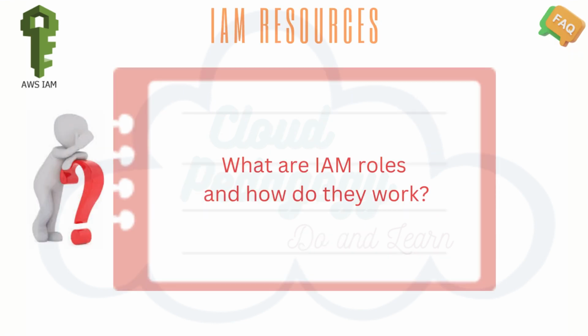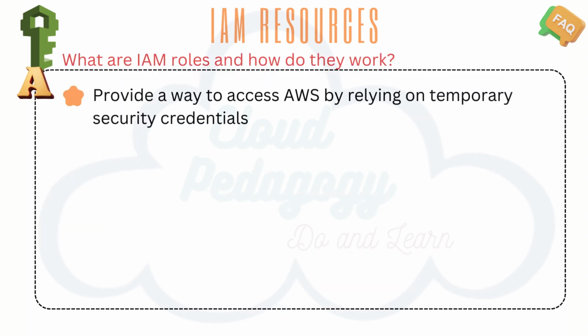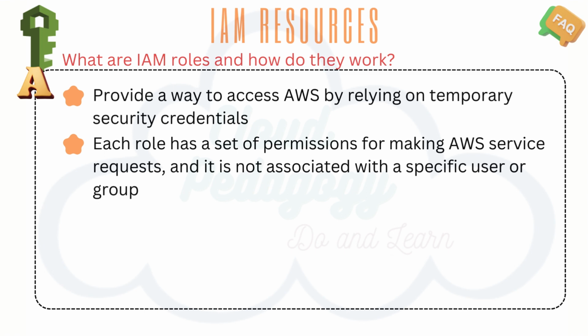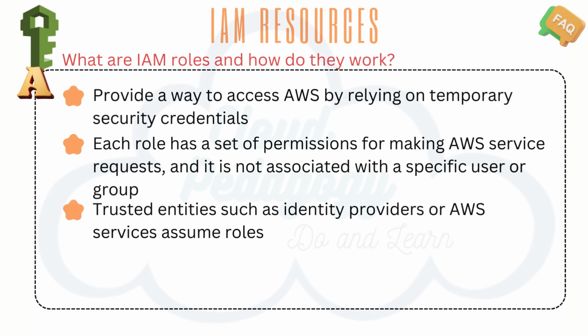Next, see how the IAM resources are in AWS. So what are IAM roles and how do they work? AWS Identity and Access Management roles provide a way to access AWS by relying on temporary security credentials. Each role has a set of permissions for making AWS service requests, and a role is not associated with a specific user or group. Instead, trusted entities such as identity providers or AWS services assume roles.